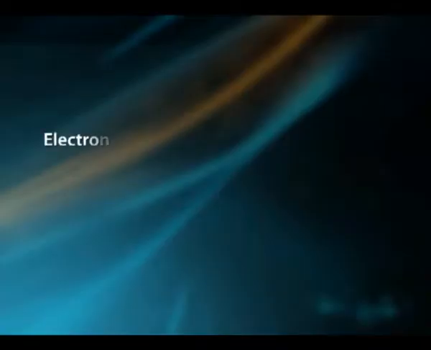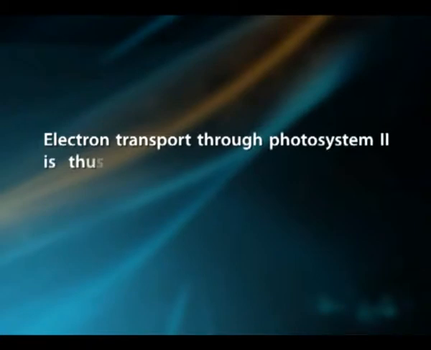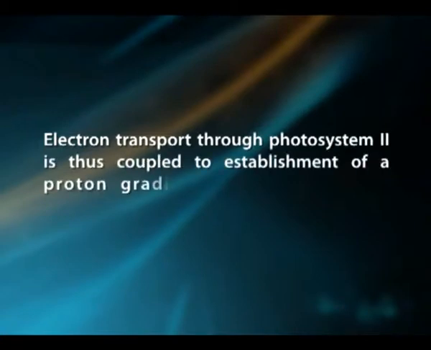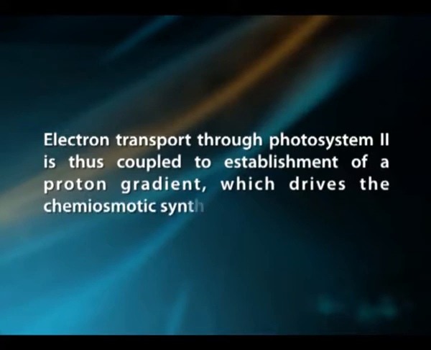The high energy electrons derived from this process are transferred through a series of carriers to plastoquinone, a lipid soluble carrier similar to coenzyme Q of mitochondria. Plastoquinone carries electrons from photosystem 2 to the cytochrome b6f complex, within which electrons are transferred to plastocyanin and additional protons are pumped into the thylakoid lumen. Electron transport through photosystem 2 is thus coupled to the establishment of a proton gradient which drives the chemiosmotic synthesis of ATP.